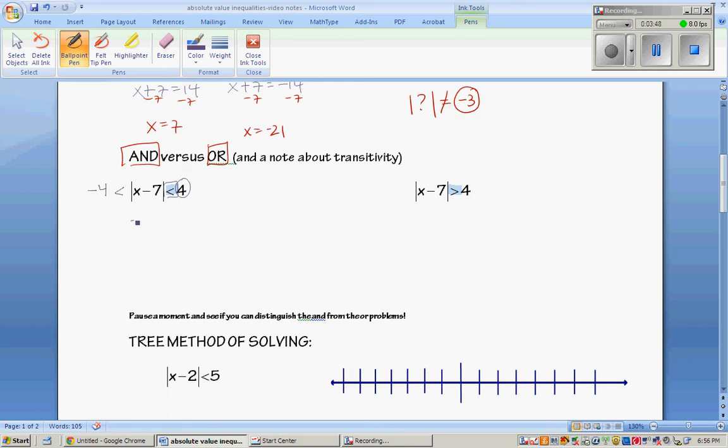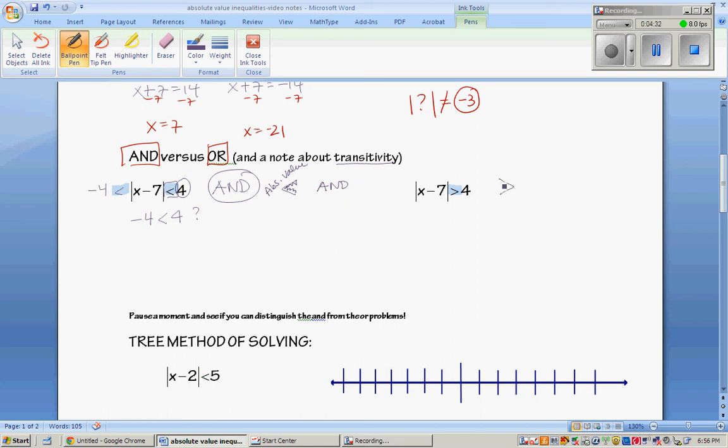And you're going to ask yourself, is negative 4 less than 4? And it is. So this is an and statement because it actually works. And that's because it follows the transitive property. If you read it across all of this, it actually makes sense. So anytime your inequality is eating the number, away from the absolute value, it is an and statement.